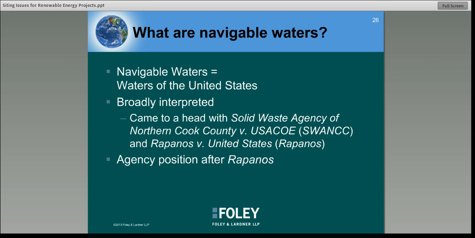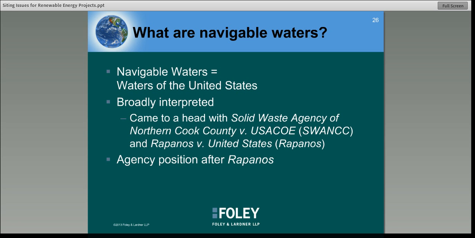In the SWANCC opinion, a court found jurisdiction over a pond located in an abandoned quarry based on migratory birds' usage of that pond. In Rapanos, the court came back and attempted to clarify, but ended up muddling things a bit. No majority opinion was reached, and so there's a couple different standards out there.